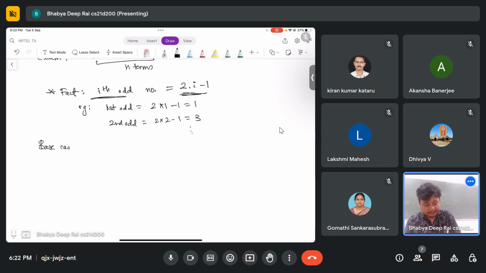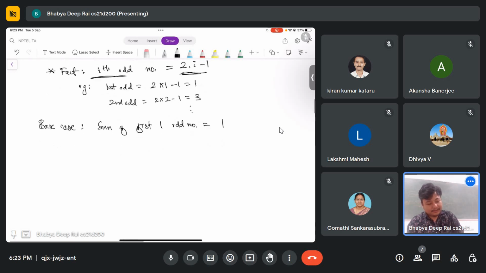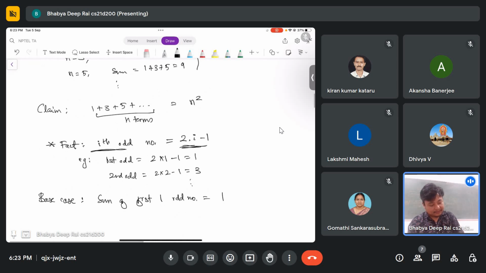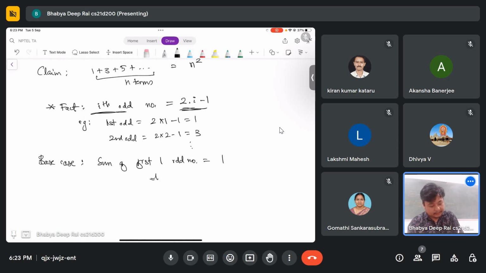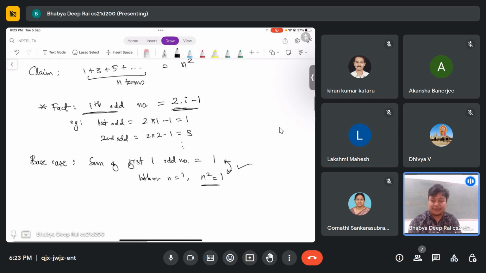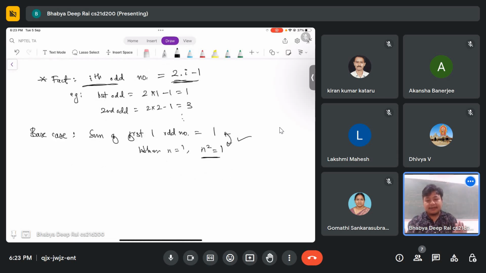Now let me look at the base case. Since 1 is the first odd number, the sum of the first one odd number is equal to 1 itself. There's nothing after 1, right? This is the first odd number. So 1 itself, and let us use the formula now. When n equals 1, n square equals 1. So these two are matching. The sum given and n square are matching. So the claim holds here, and the base case is proven. We are all fine. So the claim is that n square is the correct formula, and it is correct when n equals 1.